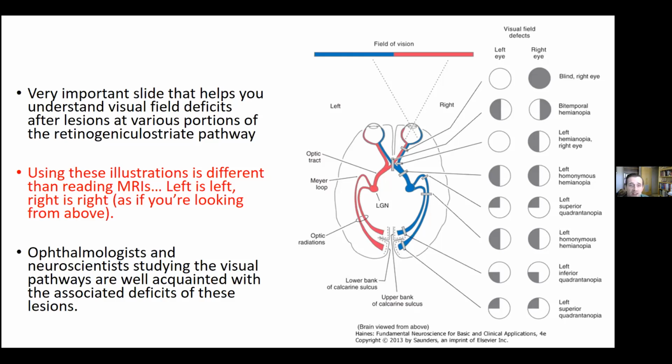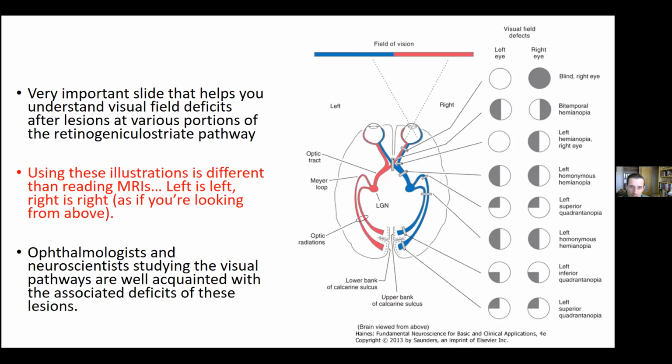All right, but what if you get an optic tract lesion? Okay, so now you have crossed fibers from the opposite eye and uncrossed fibers from the same eye. So now you're going to get loss of the same hemifield in both eyes. So we have left homonymous, because it's the same hemifield in both eyes, hemianopia.